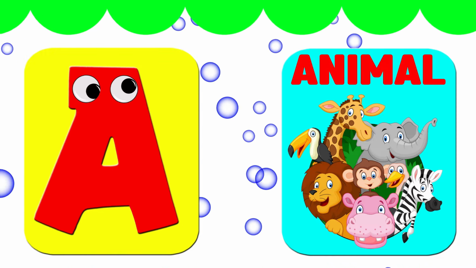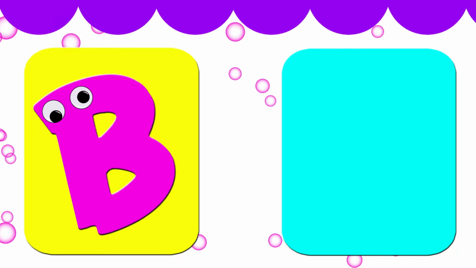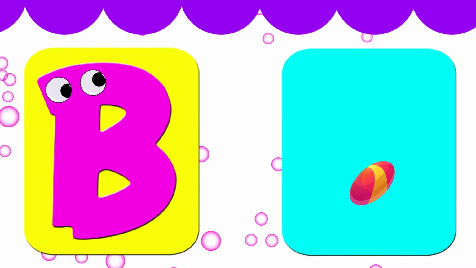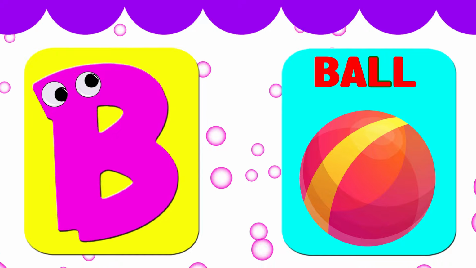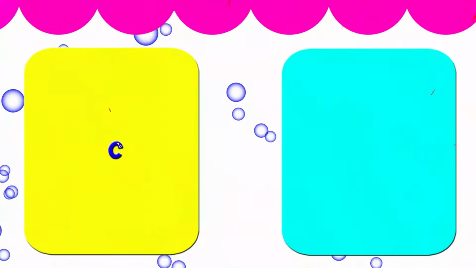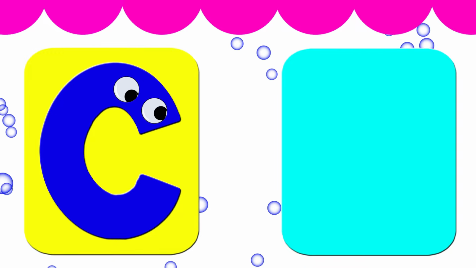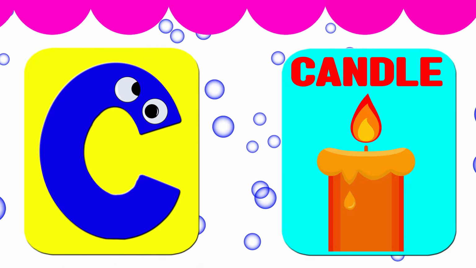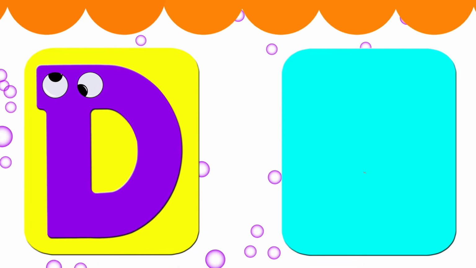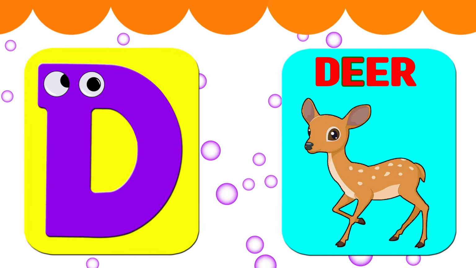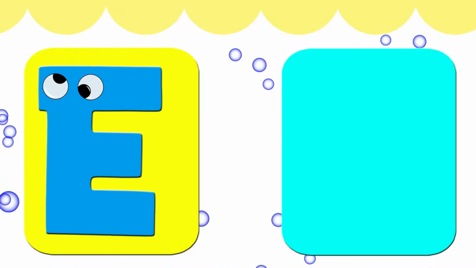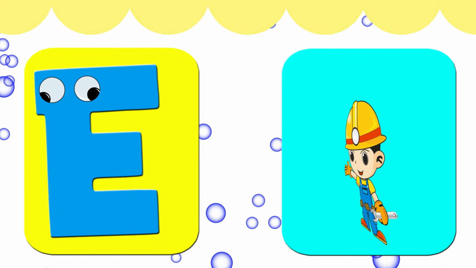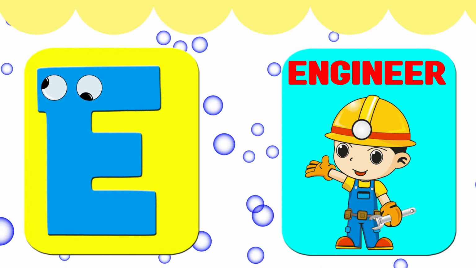A. A for animal. B. B for ball. C. C for candle. D. D for deer. E. E for engineer.